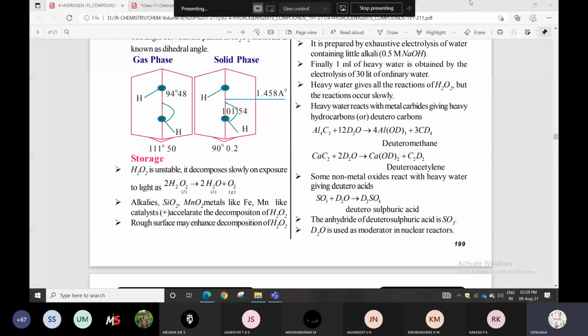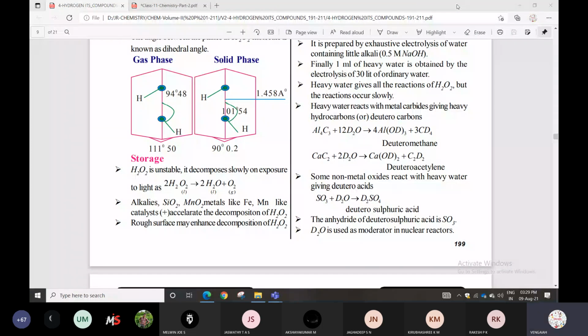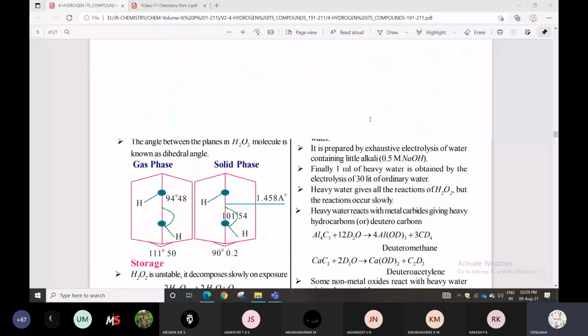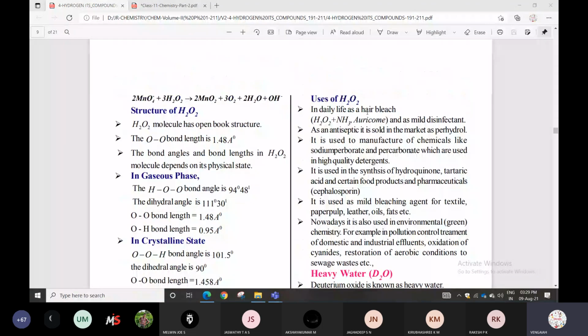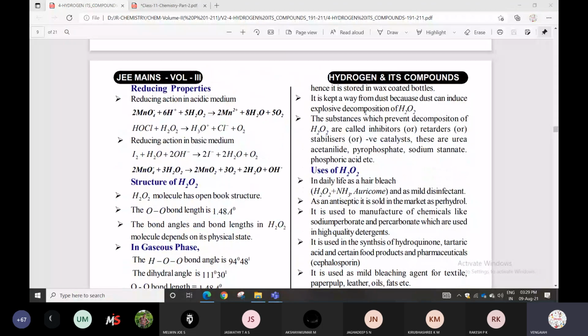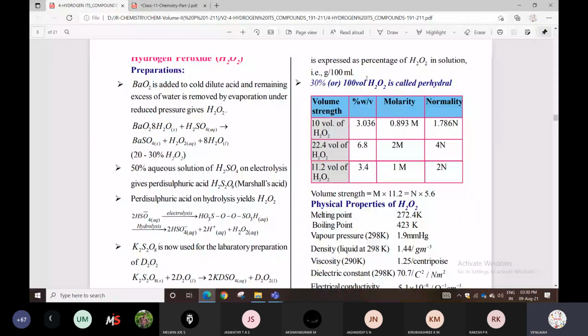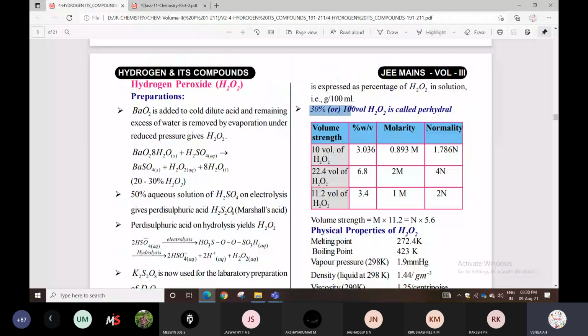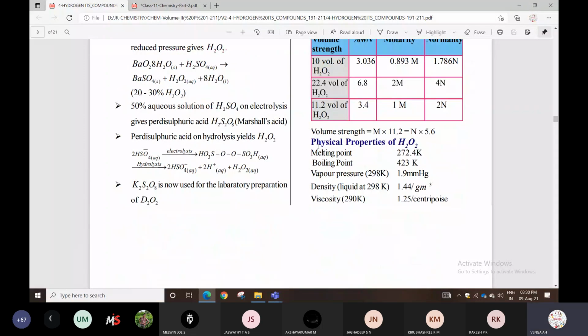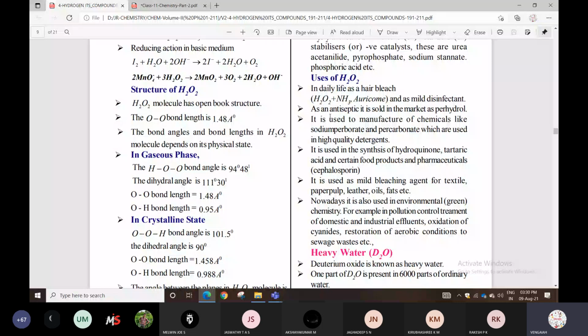In daily life it is used as a hair bleach and as an antiseptic. In the market you can get perhydrol. Perhydrol, the meaning I just explained: that is 100 volume of H2O2. 30% is 100 volume of H2O2, which you can call perhydrol. That is sold as an antiseptic in the market as perhydrol.